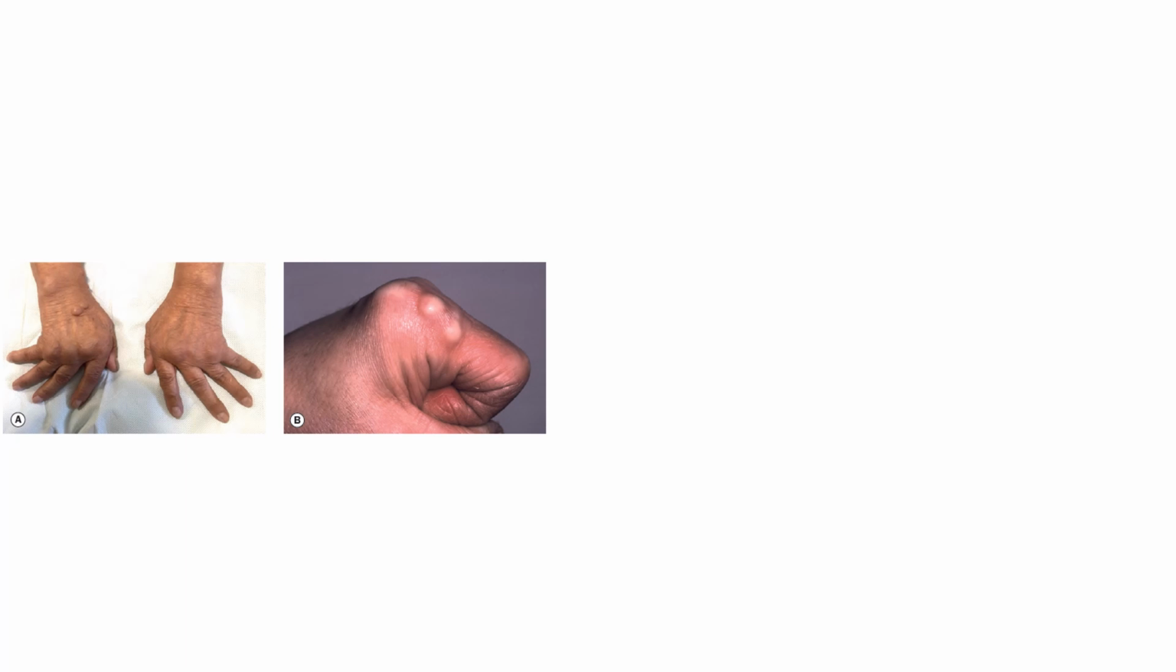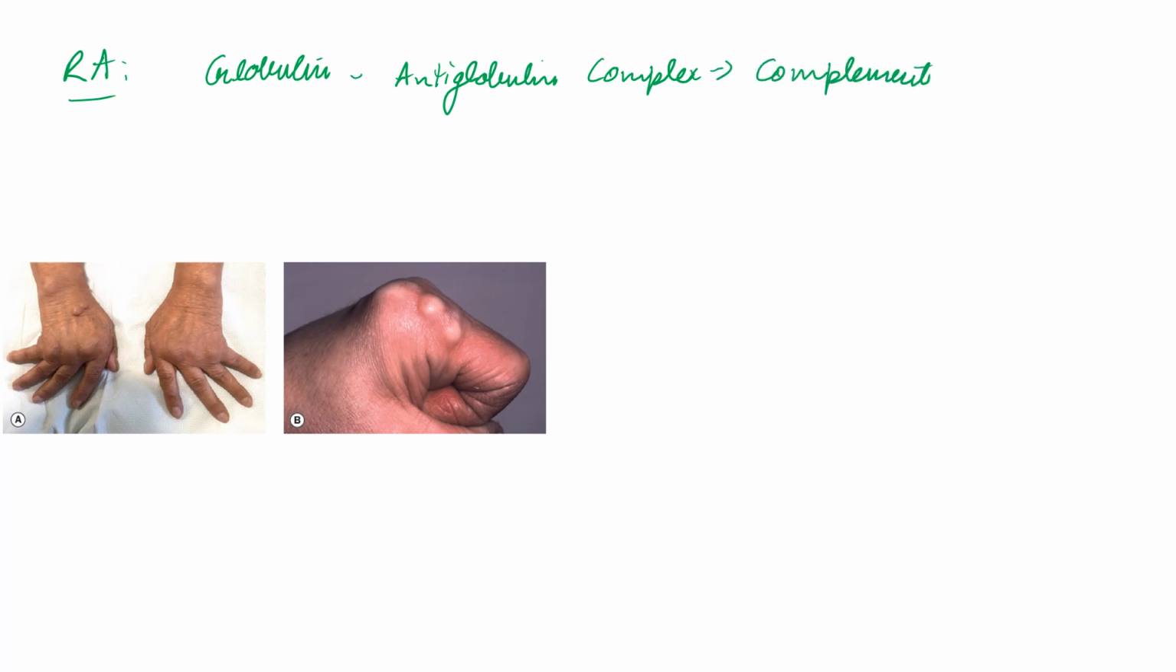These pictures show a case of rheumatoid arthritis. As discussed earlier, episcleritis and scleritis are important associations of rheumatoid arthritis. In rheumatoid arthritis, there is deposition of globulin antiglobulin complex leading to the activation of complement. This leads to various clinical features like deformities of joints, as you can see in this picture, and rheumatoid nodules, as you can see in this picture.